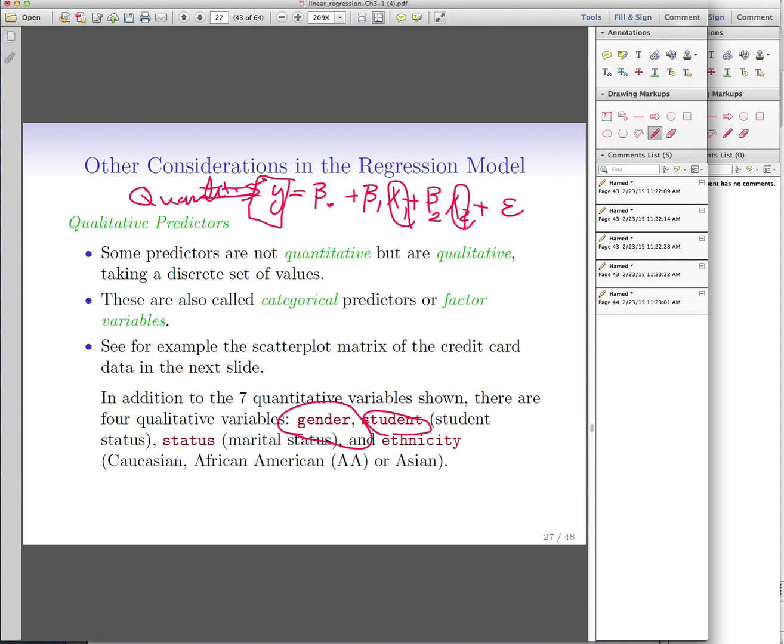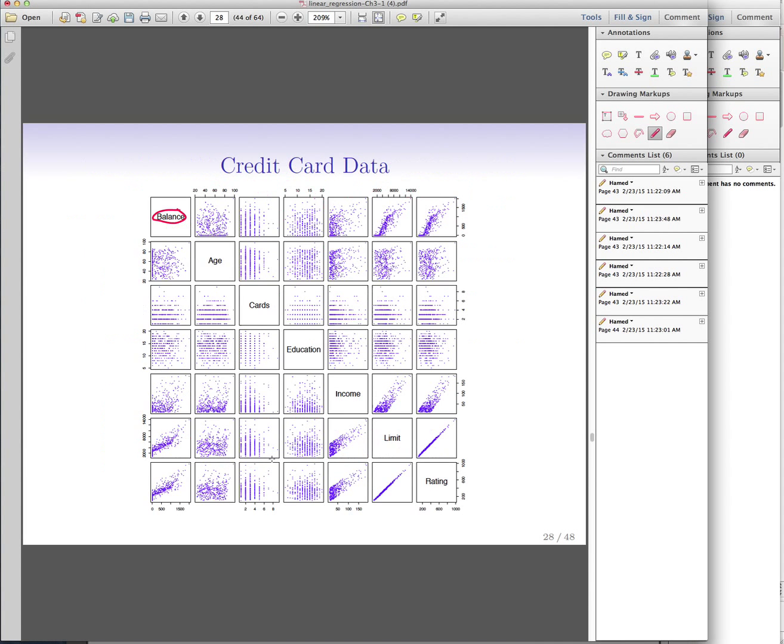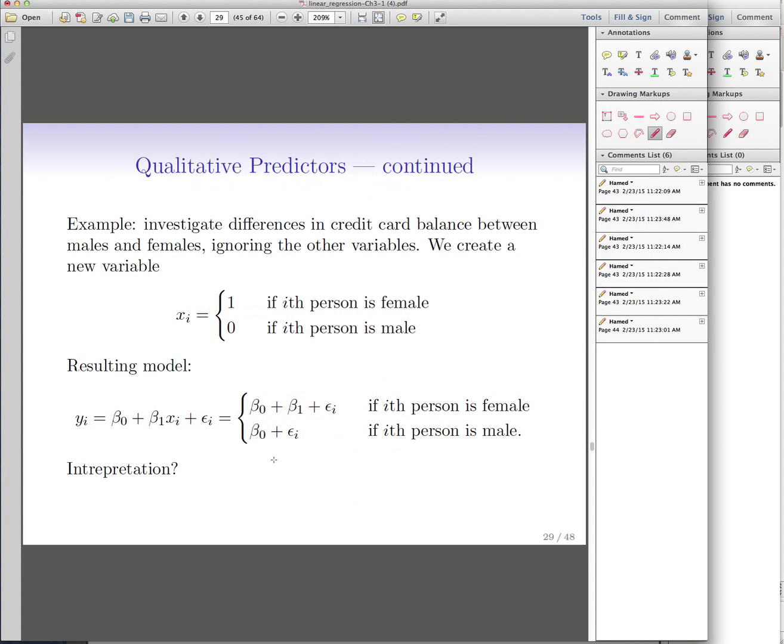Gender is not a number. We cannot take an average of gender. We cannot take average of student status, for example. We cannot say the average student status is 0.5. We cannot say such things. And so thus for races, we can have many different races, but in this credit card data, we have Caucasians, African Americans, and Asian. We have three categories. We cannot take an average of these categories. So let's see how we can use that in our regression lines.